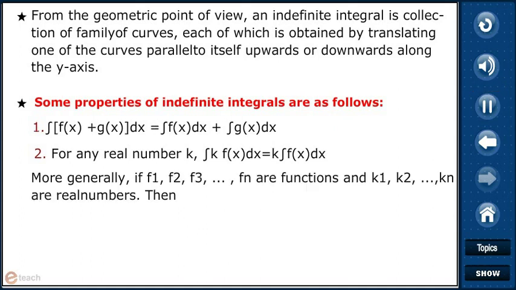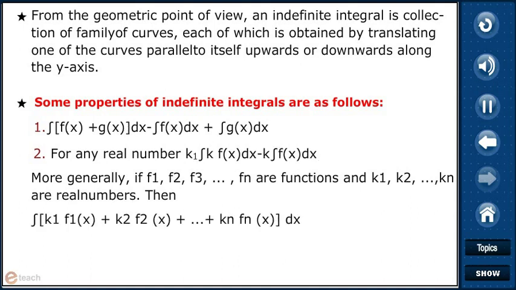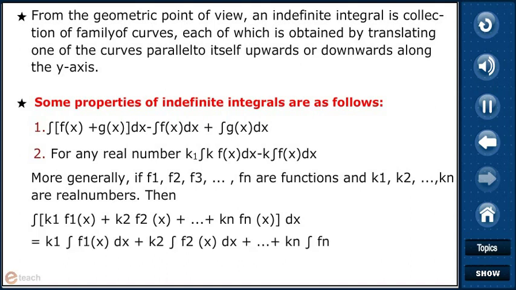More generally, if f1, f2, f3 up to fn are functions and k1, k2 up to kn are real numbers, then integration of k1 f1(x) plus k2 f2(x) up to kn fn(x) dx equals k1 into integration of f1(x) dx plus k2 into integration of f2(x) dx up to kn into integration of fn(x) dx.